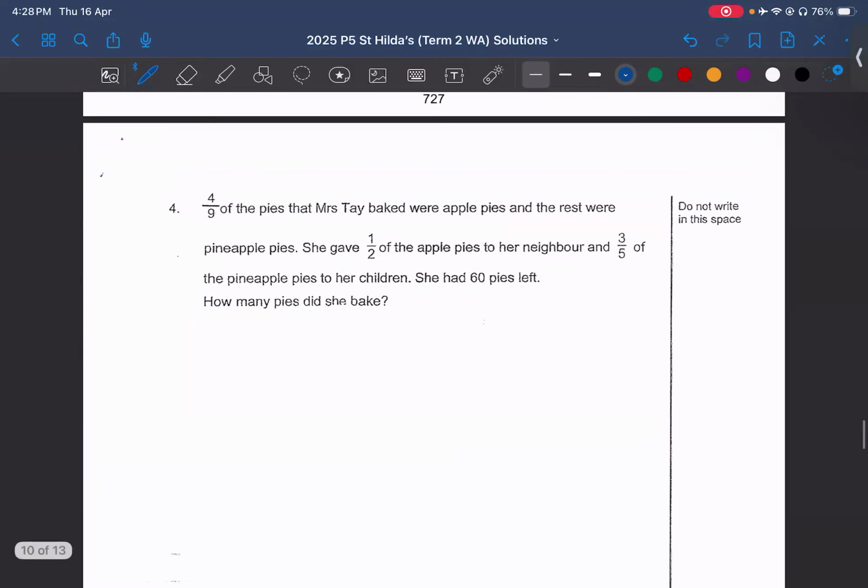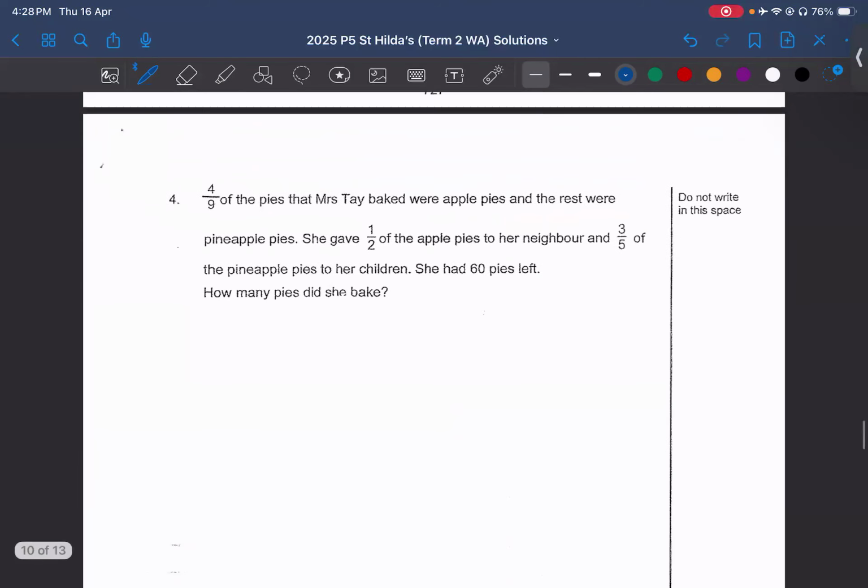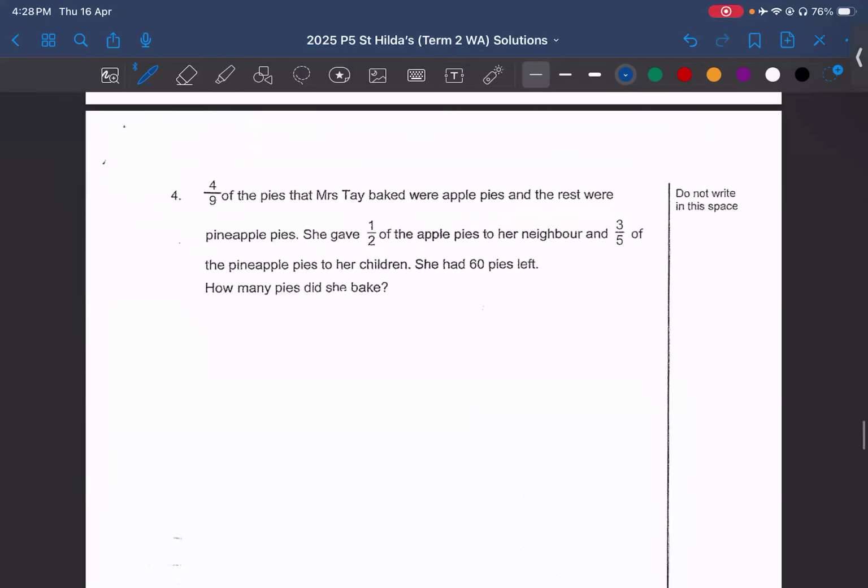So in this case, we are able to use a part-whole model to represent how many pies were apple pies and how many pies were pineapple pies. So in this case, 4 over 9 were apple pies. So I can draw my part-whole model.